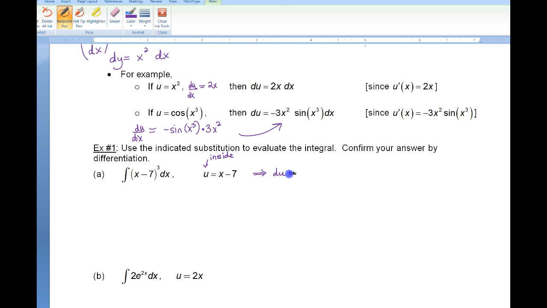What would du equal? What's the derivative of x? 1. And what happens to the 7? Okay, it goes away. It's 0. So it's really 1 dx.